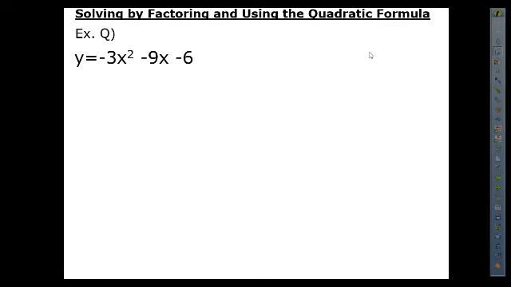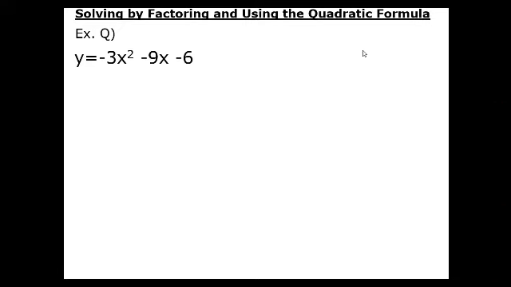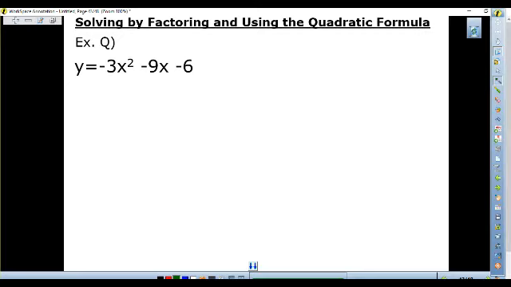It says, solve by factoring and using the quadratic formula. Example Q, y equals negative 3x squared minus 9x minus 6. So if I was to ask you to solve this by factoring, we already know how to do that, right? We did it with a warm-up, so you already know the process. So right now I'm going to go over the process of using the quadratic formula. As we go through this example, we're going to be writing the steps down.